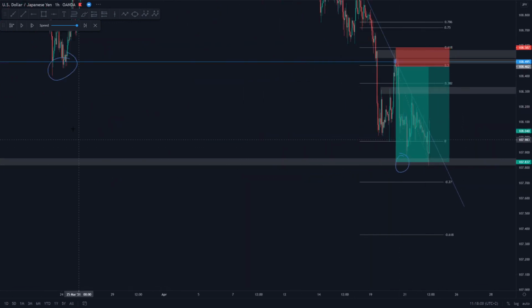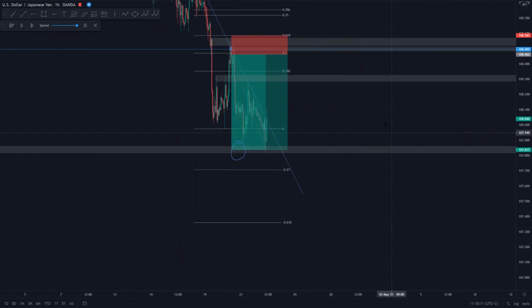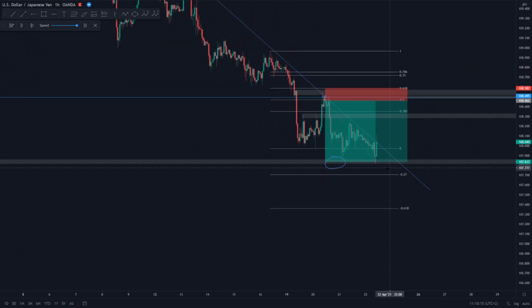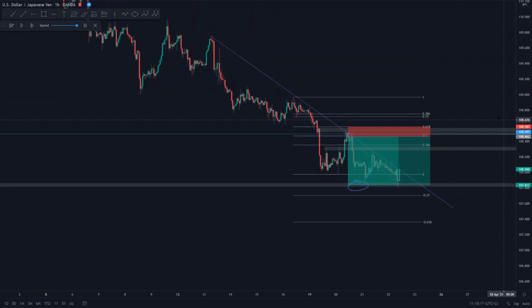As we can see, we hit our support level on the 1 hour, after which we started reversing back towards the upside. So really happy with this trade. It was a perfect setup. The confluences were there. So yeah, this is my trade of the week, plus 5%.